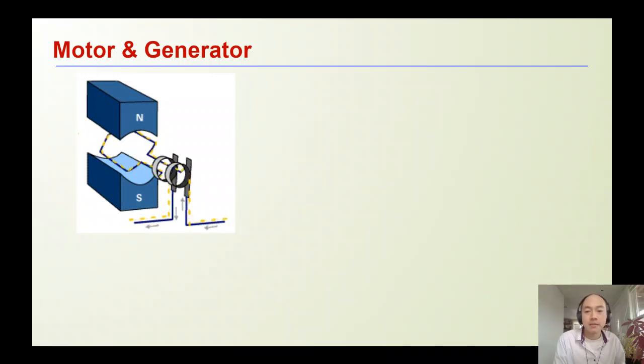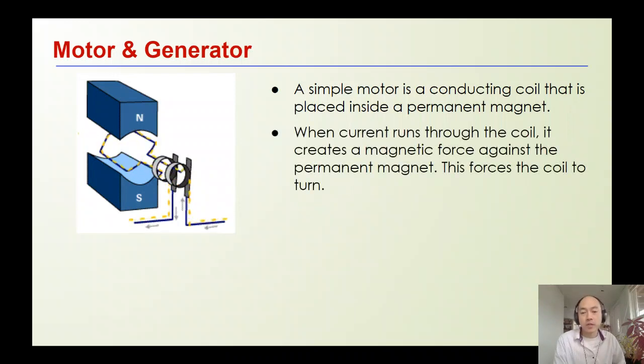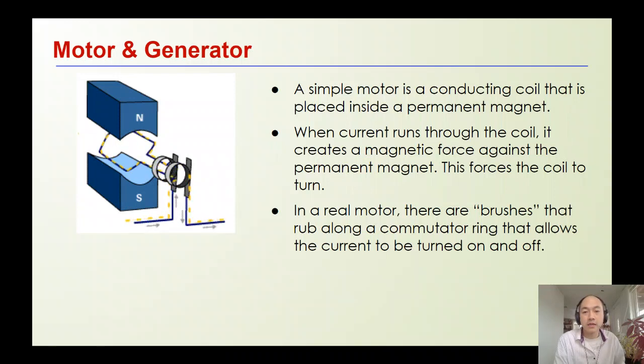The most relevant ones are motors and generators. In motors, we have a wire that conducts electricity. One of the things that we saw is that when we run electricity through a wire, it creates its own magnetic field. And when you put that inside a permanent magnet, there's a force applied to it, and that force is going to cause the coil to turn. So in real motors, though, this only works to a certain degree, right?